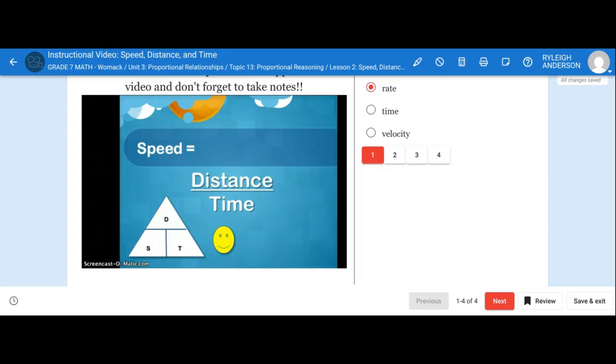Down here in this corner, you see a little triangle that I use to help out. If you can use this triangle, it'll help out a lot with these problems. So I put a D, an S, and a T. It's important that the D always goes on top. That's the most important piece.